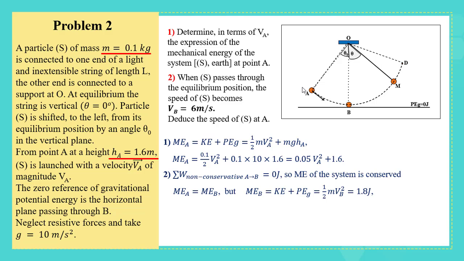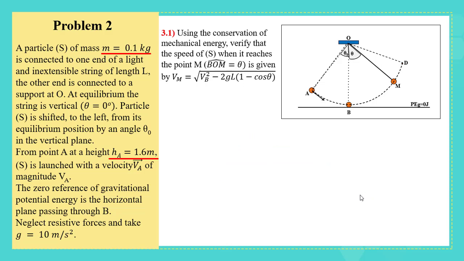Mechanical energy at B is half m VB squared only, because point B is on the gravitational potential energy reference. So if this one is 0, the mechanical energy at B is half m VB squared. VB is 6 squared times the mass, which is 0.1, we get 1.8 joules. Then this value equals the mechanical energy at A, which was 0.05 VA squared plus 1.6. We can find the answer: VA is 2 meters per second.